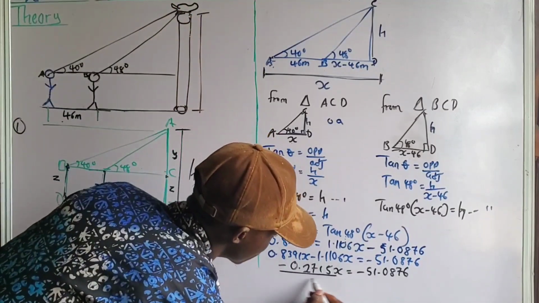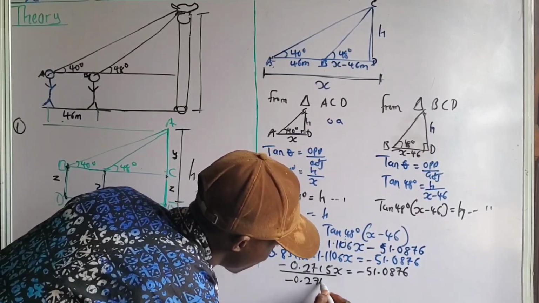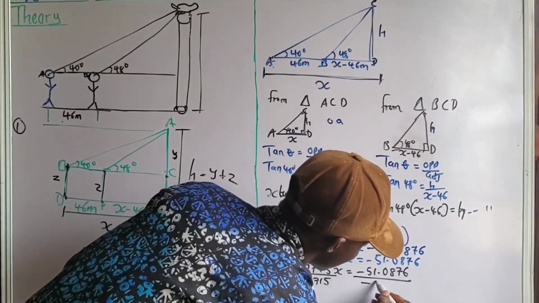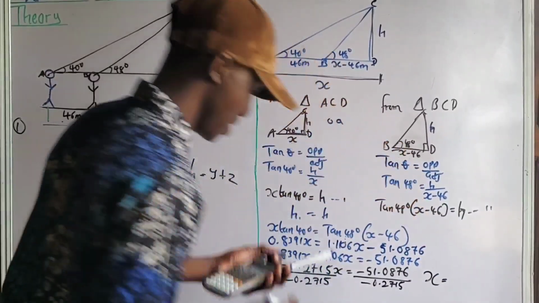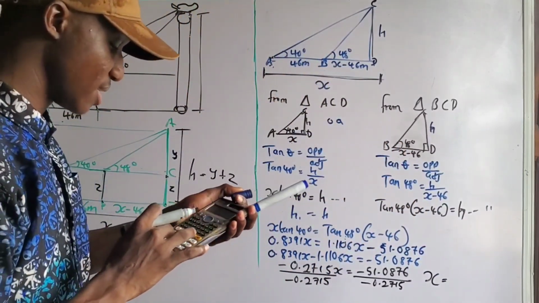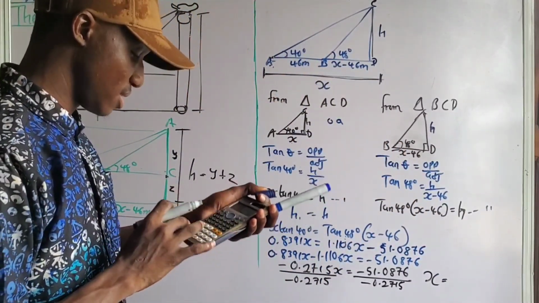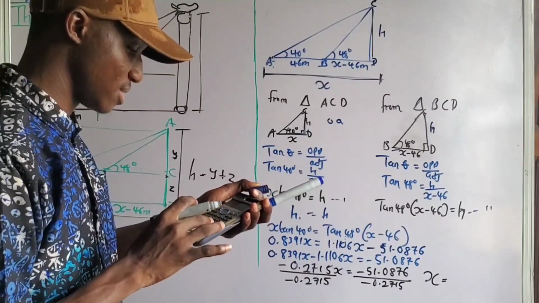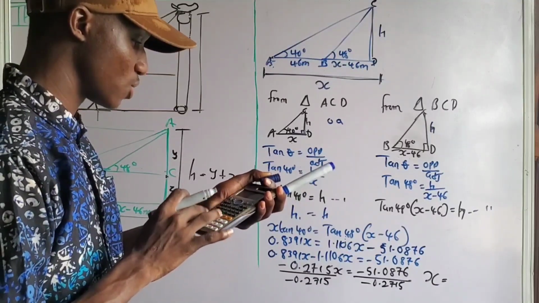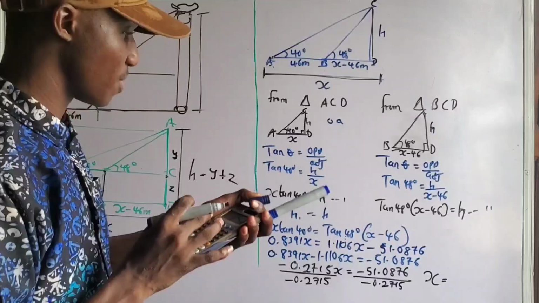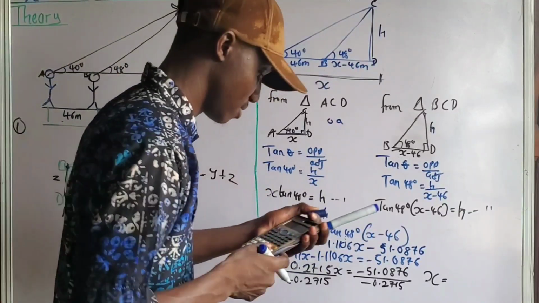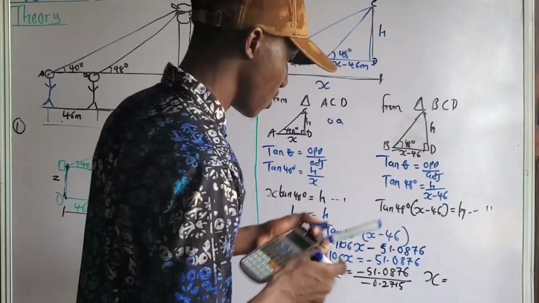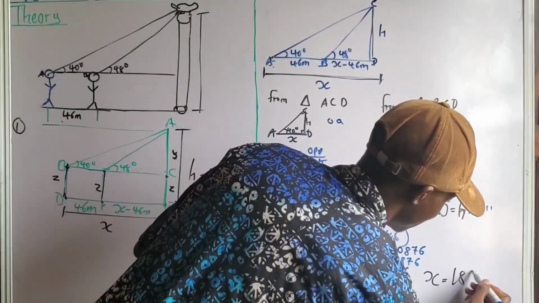0.2715, this over minus 0.2715 and this over minus 0.2715. So x is equal to negative 51.0876 divided by negative 0.2715. That is 188.